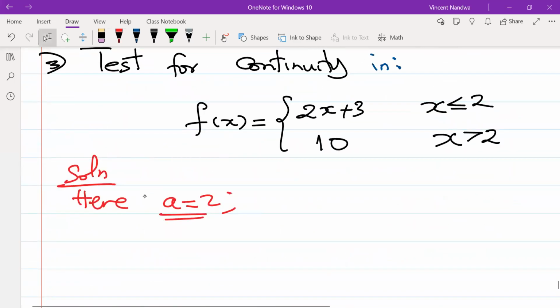Now, so what is f of 2? Well, the first condition is to test the value of the function at a. f of 2 is 10. George, do you agree or disagree?